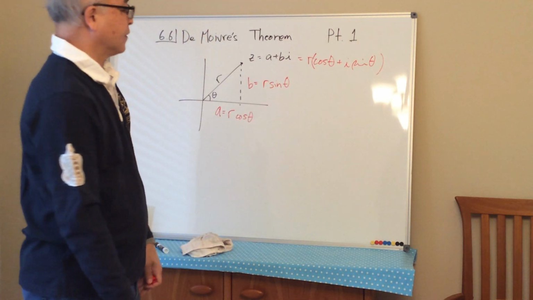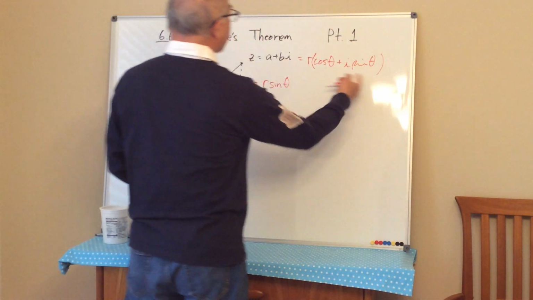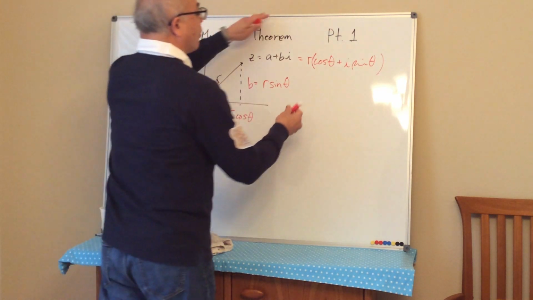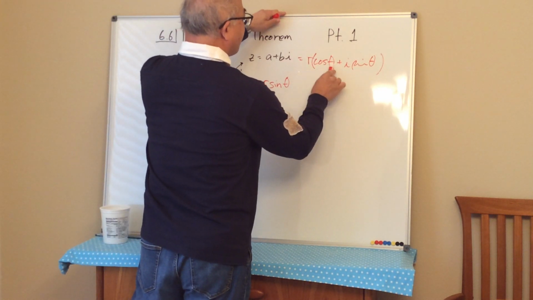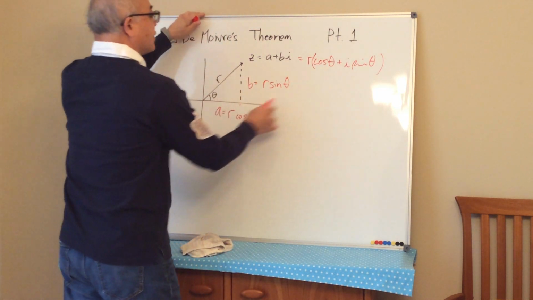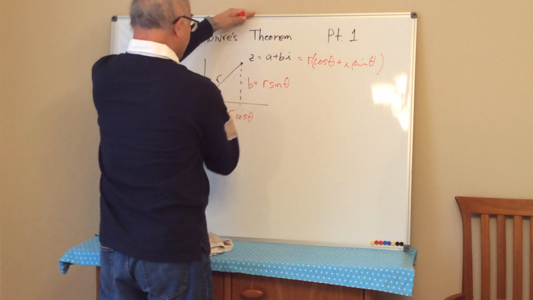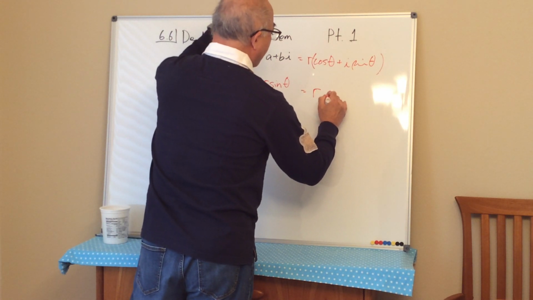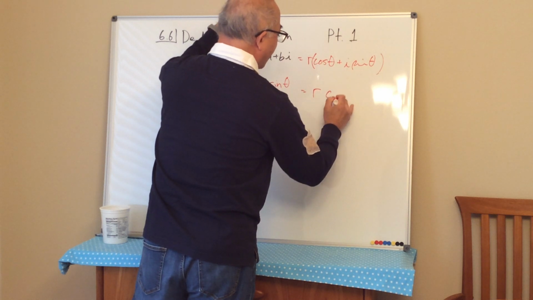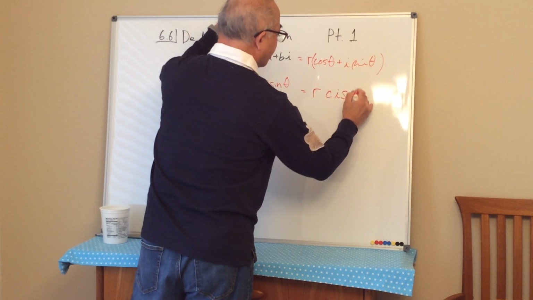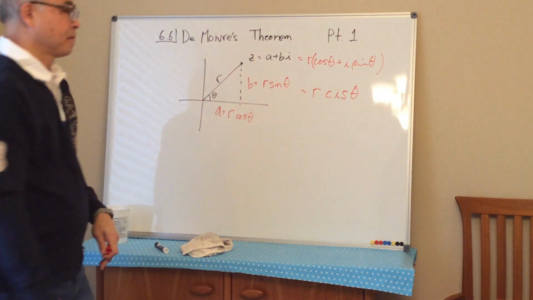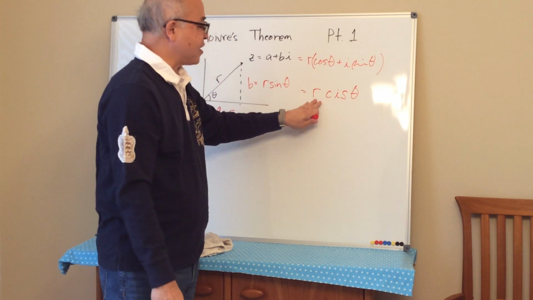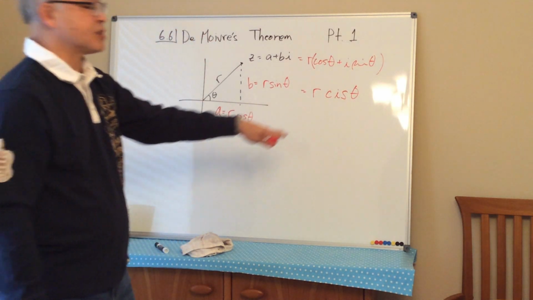This is written so often, and the only thing that's really important here is the r and the theta, because the other things are not going to change. You're always going to have a cosine, you're always going to have a sine. So this is actually abbreviated as r cis theta. In math, we can write this as r cis theta, and you'll see this quite often.